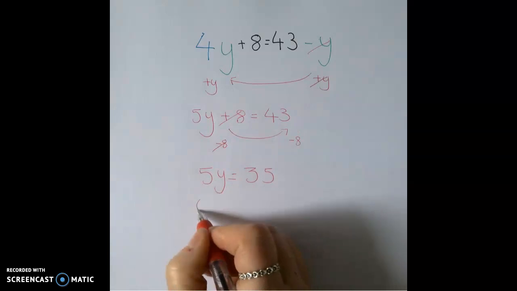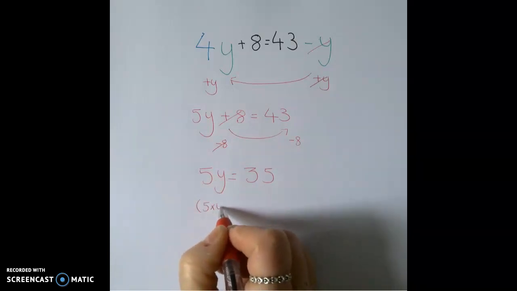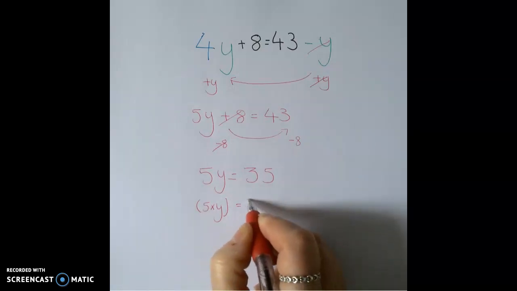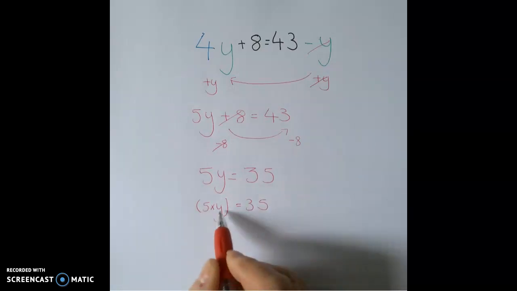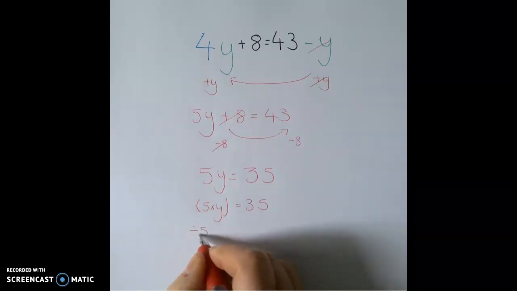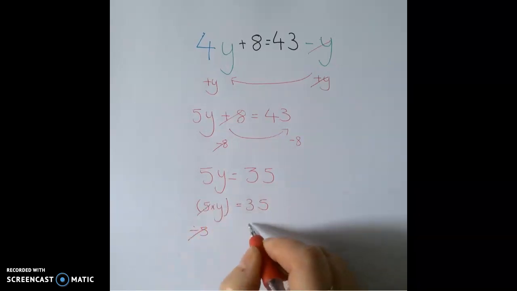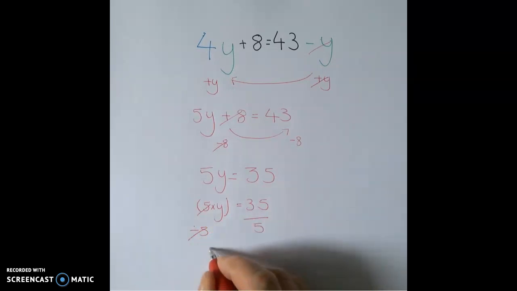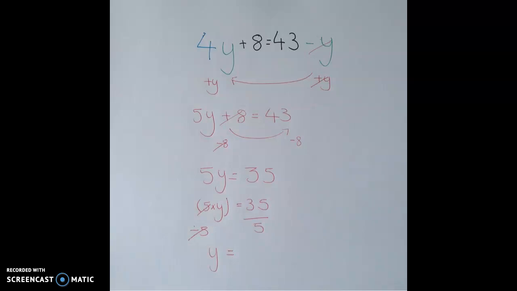Now this also means 5 times y equals 35. So the inverse of multiplying is dividing. So we divide this side by 5, and we divide this side by 5. So what we are left with is y equals 7. Okay, and that is our answer.